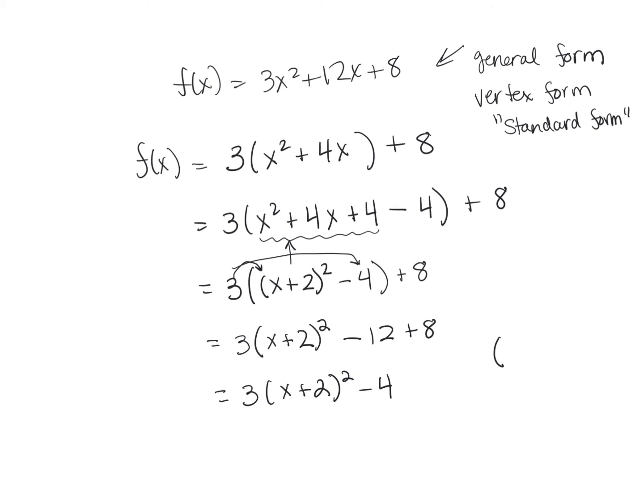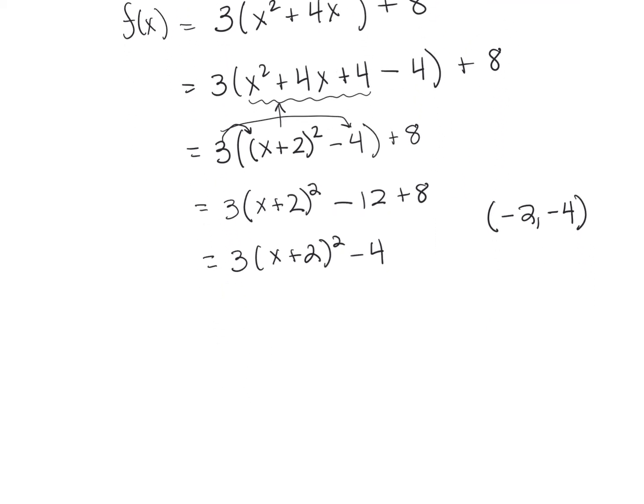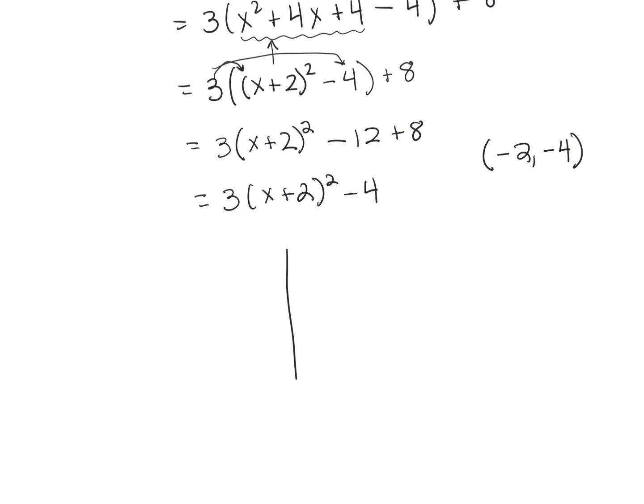So I have a vertex at -2, comma, -4. And I have a stretch of 3. So if I wanted to graph that, I go -2, -4, put a dot right there. Okay. And now, from my vertex, I would go over 1, up 3, because that's my stretch value.